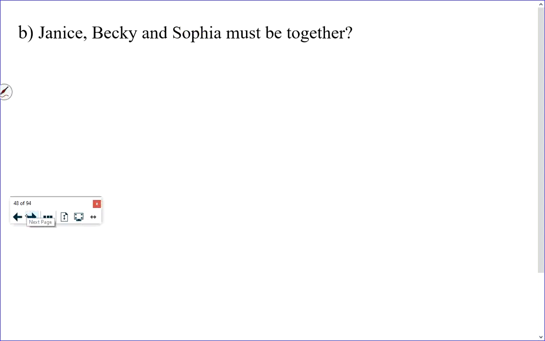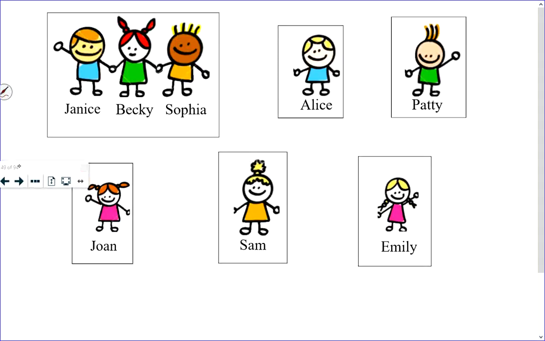Janice, Becky, and Sophia must be together. Okay, if Janice, Becky, and Sophia must be together, then this is what's going on. Right? Now, do Janice, Becky, and Sophia have to be holding hands in that order? No. We'll get to that in a bit.